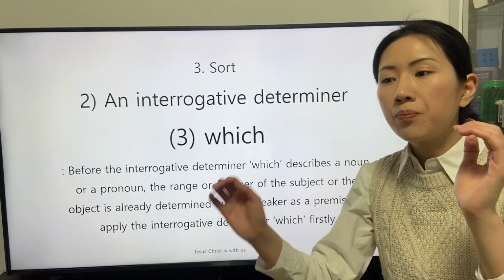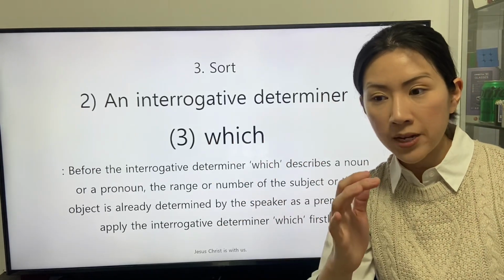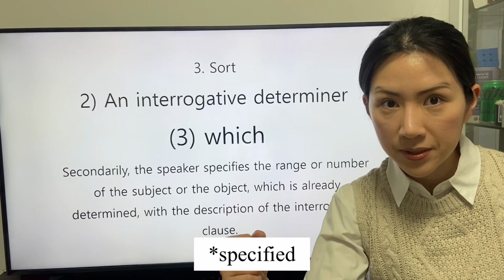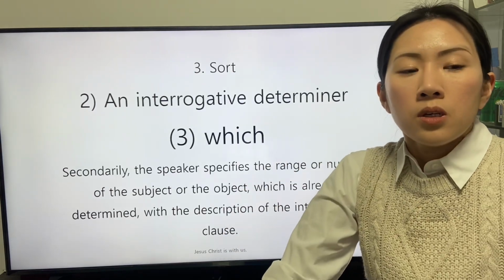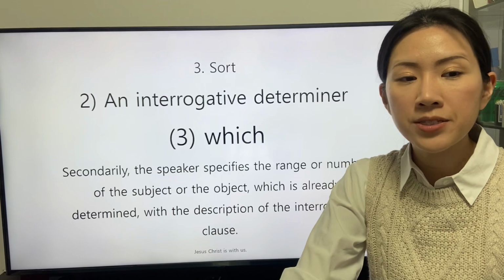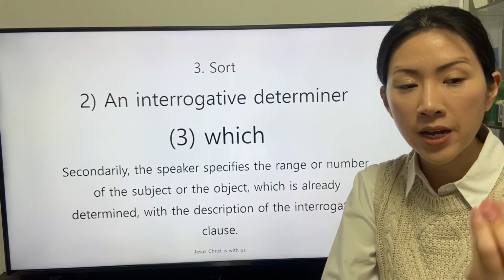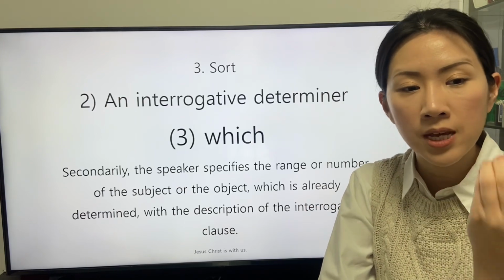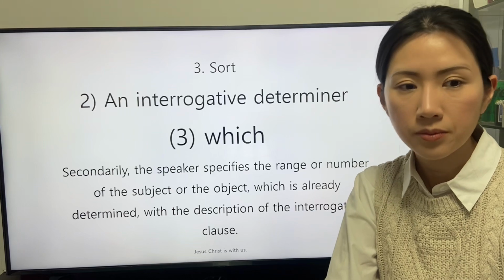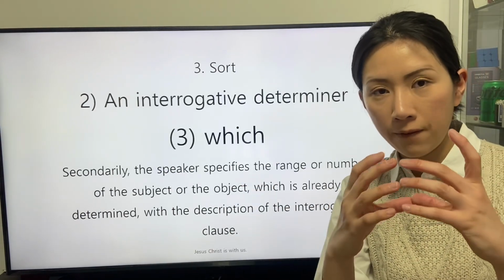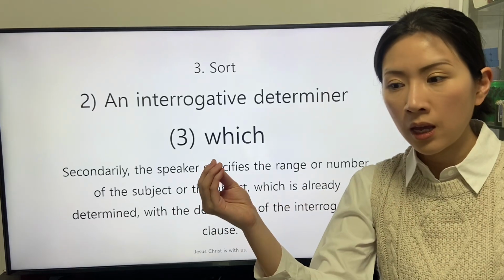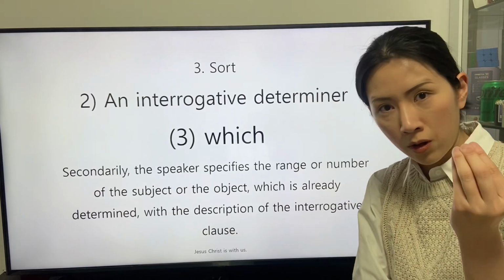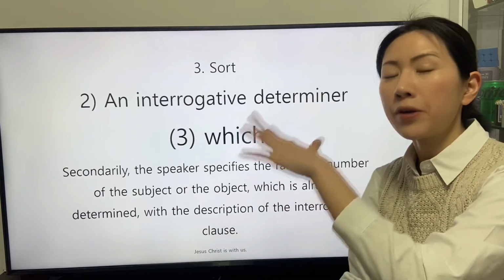We can consider the premise for the subject or the object as an option to be in the clause. Secondarily, the speaker specifies the range or number of the subject or the object which is already determined with the description of the interrogative clause. The subject or object is specified by the description in the interrogative clause.